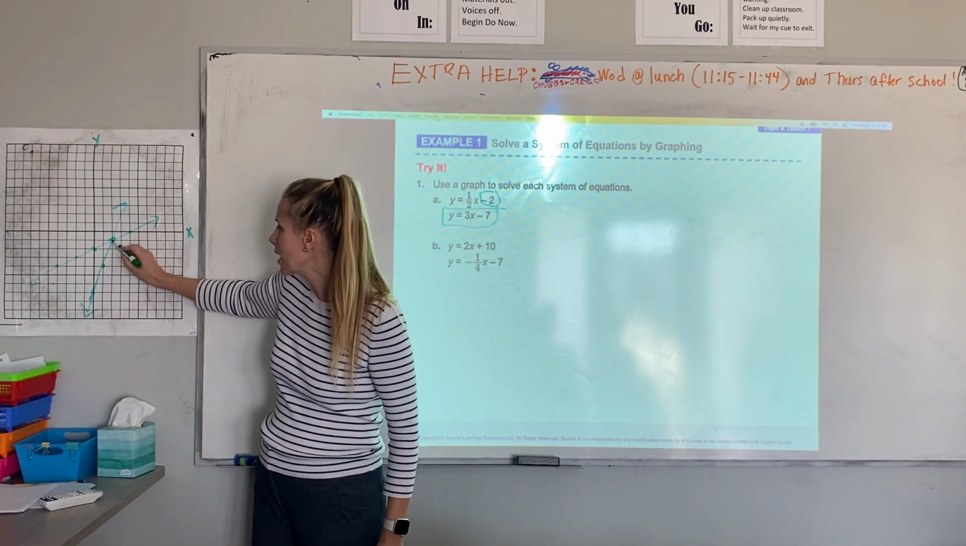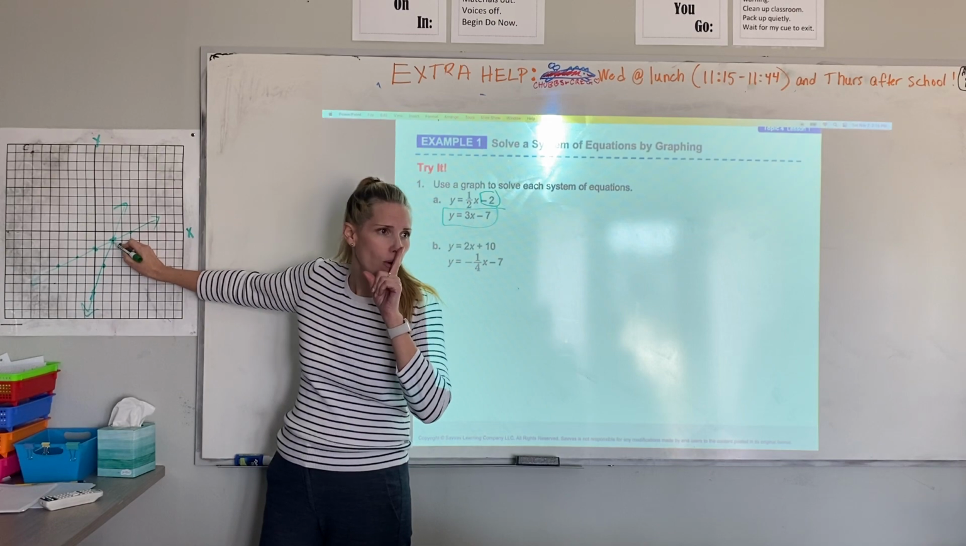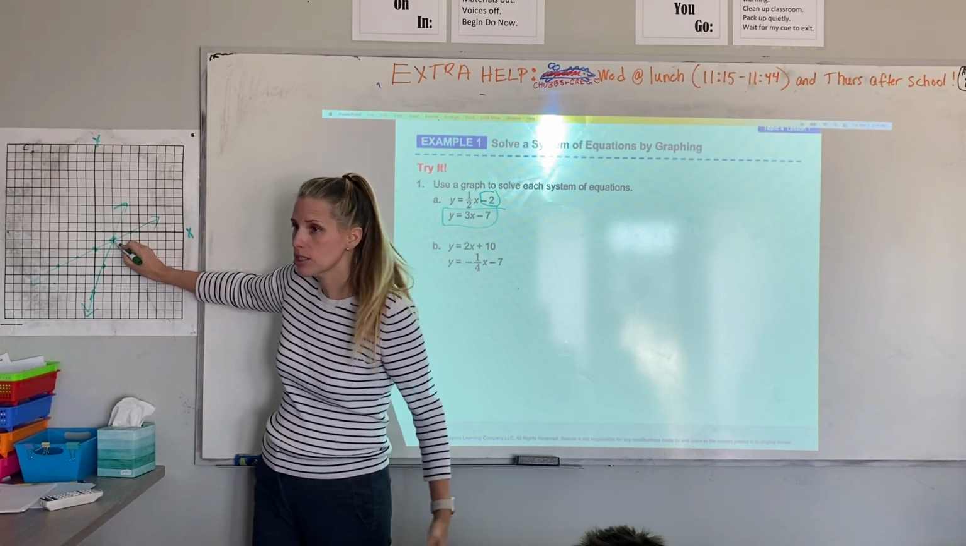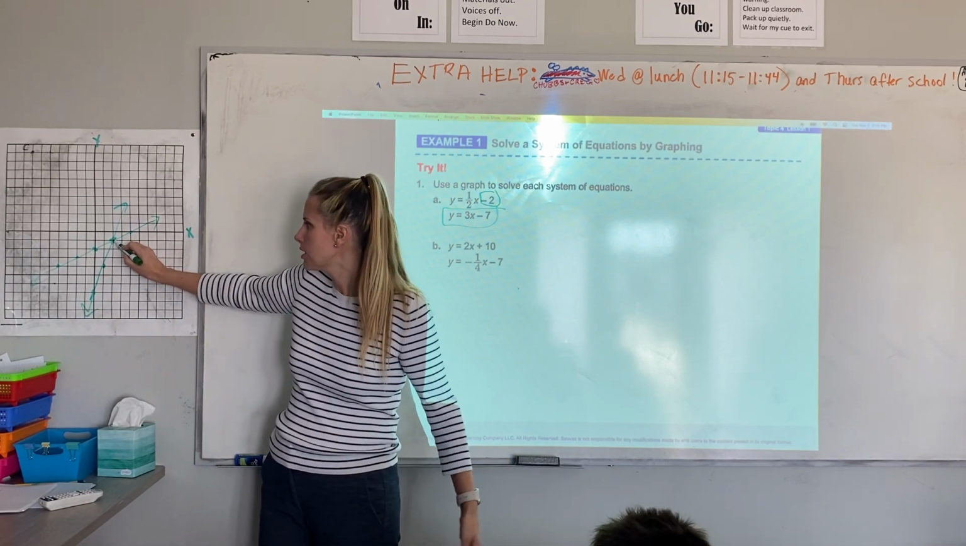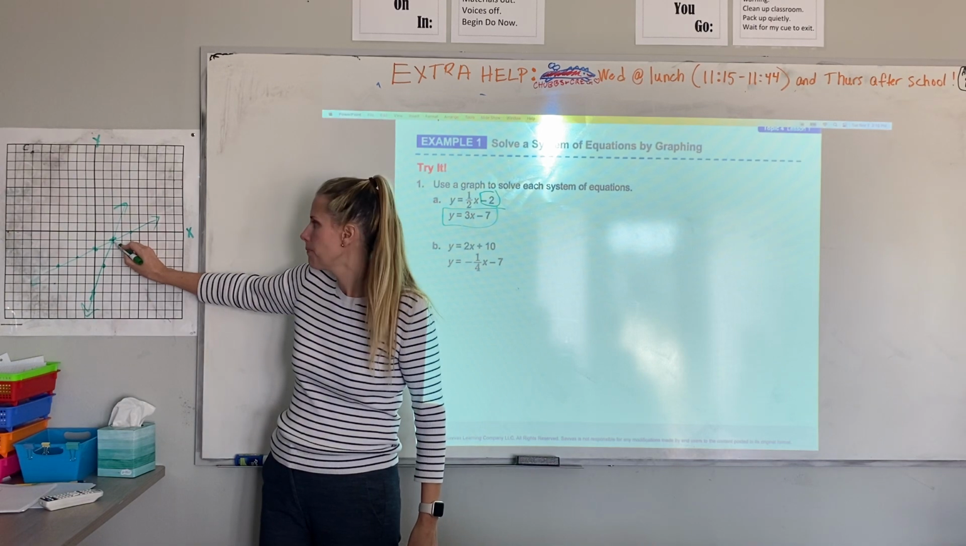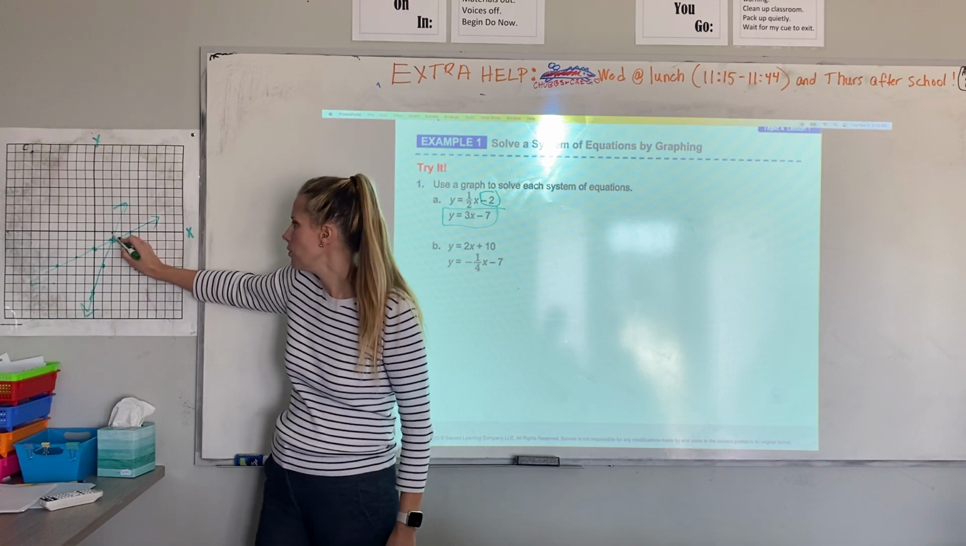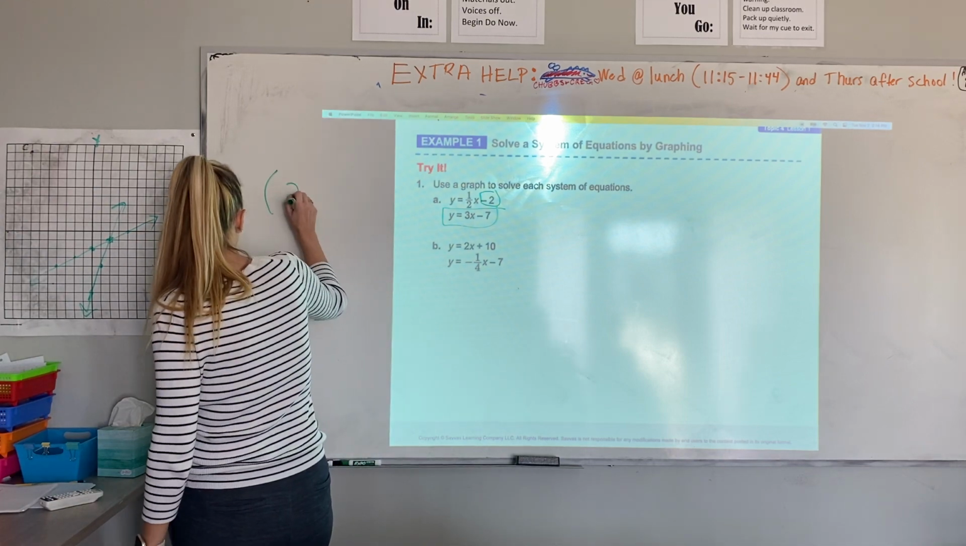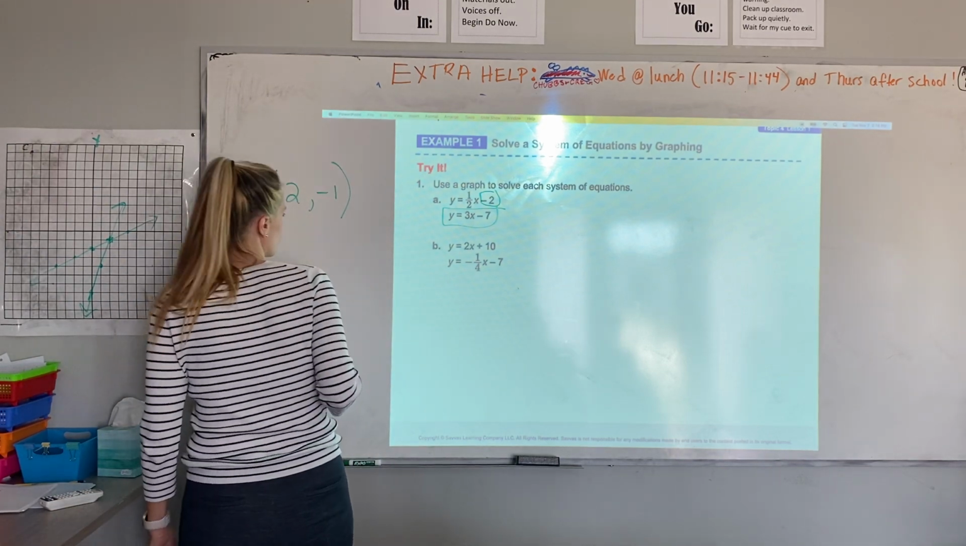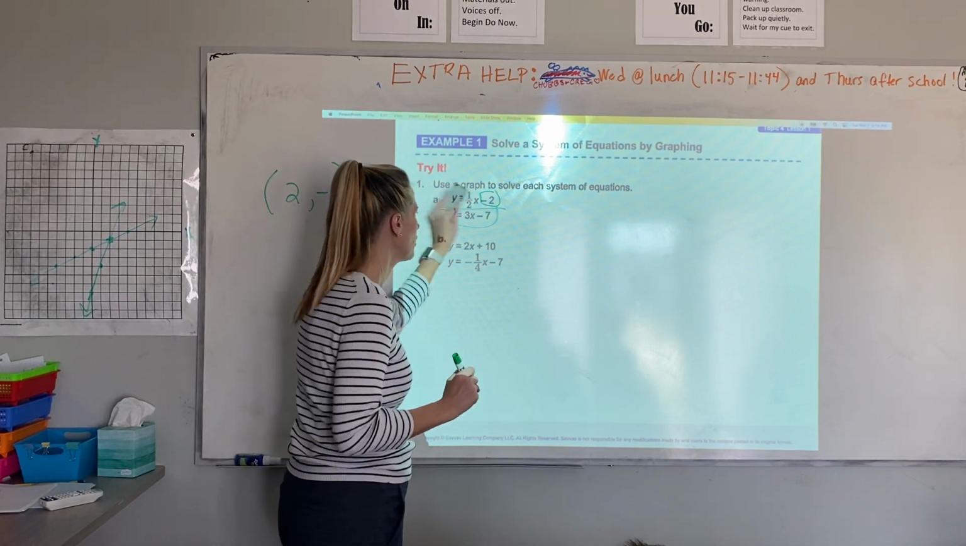Okay. So here's my point of intersection. I need quiet, please. And we're just going to identify that ordered pair. What's the ordered pair? Positive 2, negative 1 is my solution. Should we stop there? Nope. Or should we check?